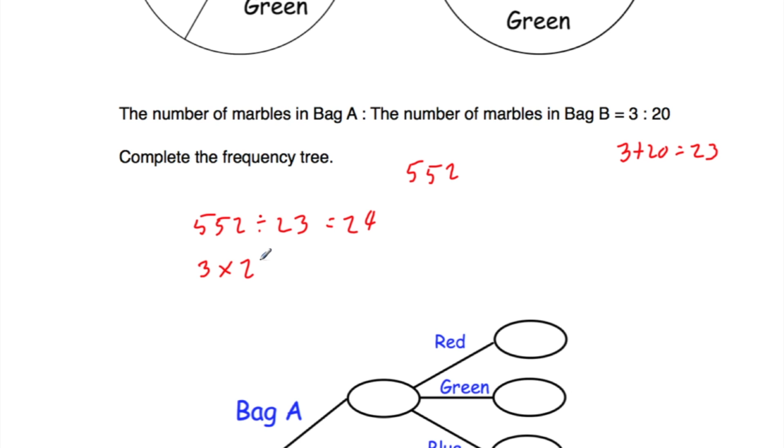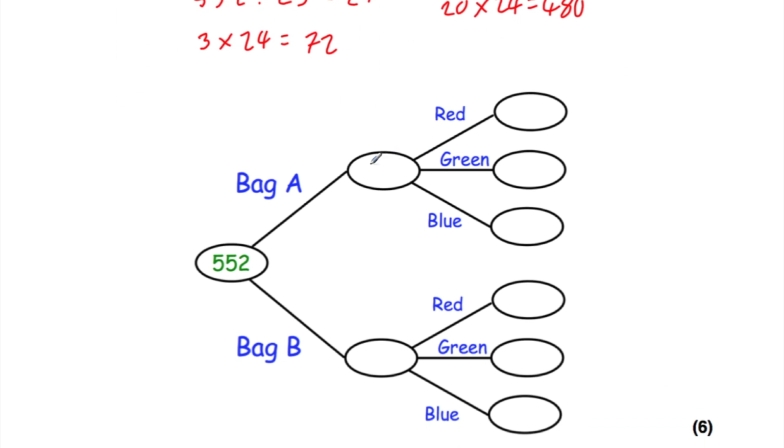So 3 times 24 is equal to 72. That means there's 72 in bag A. And then 20 times 24 is equal to 480. So that means there's 480 marbles in bag B. And if we add those together, we get 552, which is great. So let's write those in our frequency tree. So this is going to be 72 in bag A, and there's 480 in bag B.